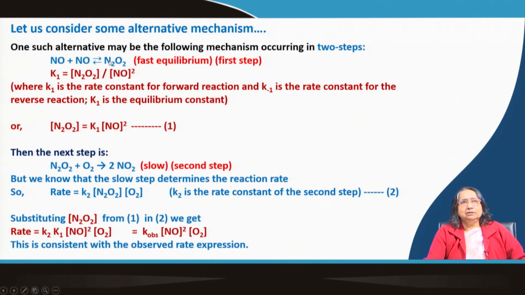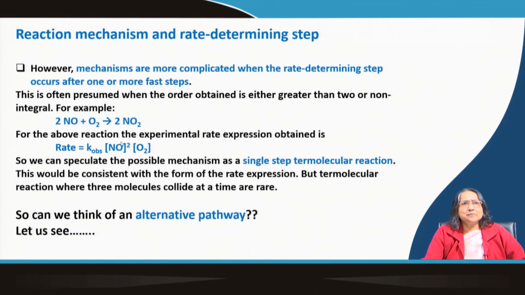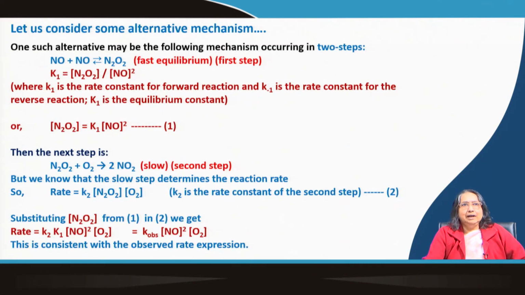Let me show the reaction again. This is the reaction. So, there is no N2O2. Then what can we do? We can put the value of N2O2 here. N2O2 we can put from here. N2O2 is nothing but K1 into NO to the power 2.